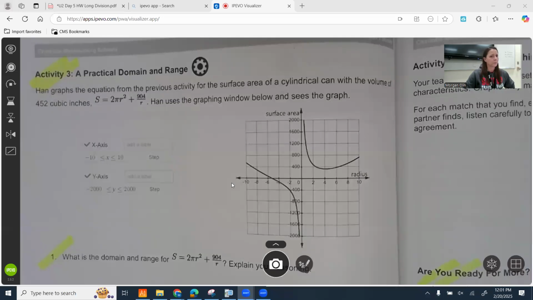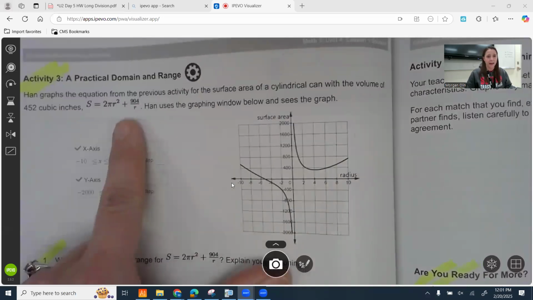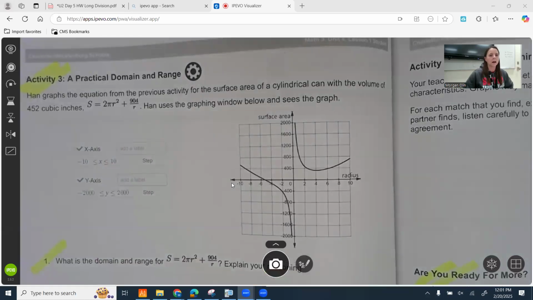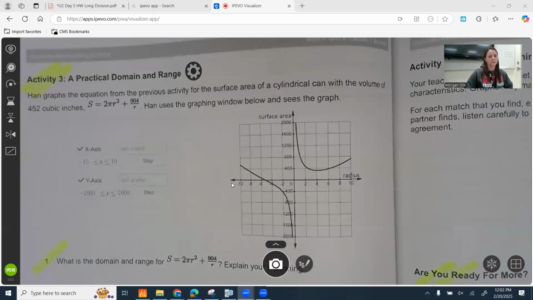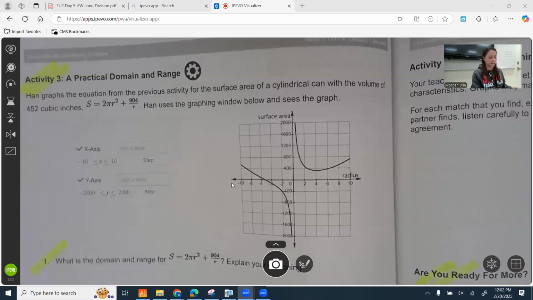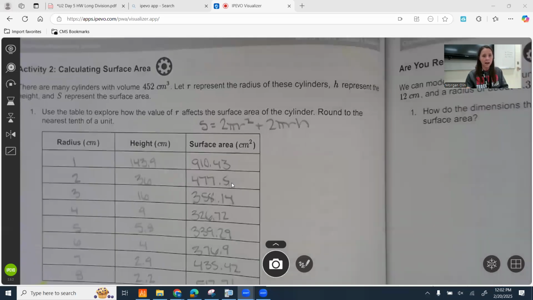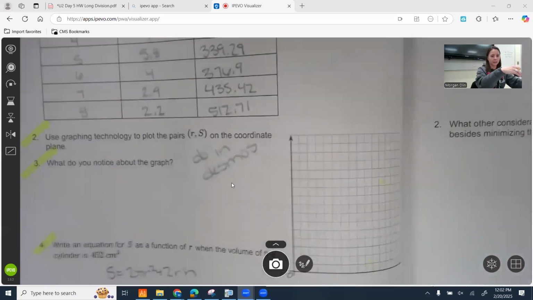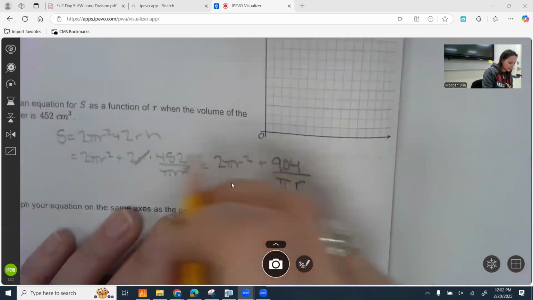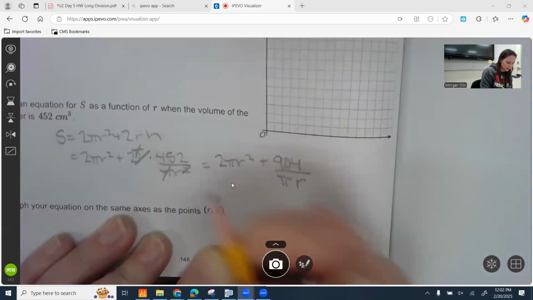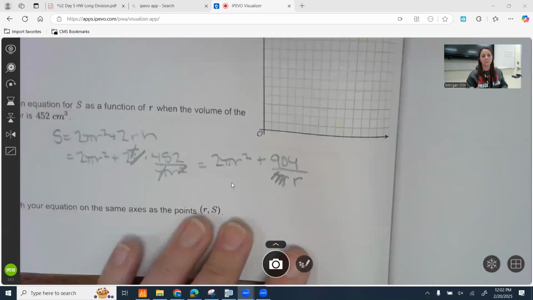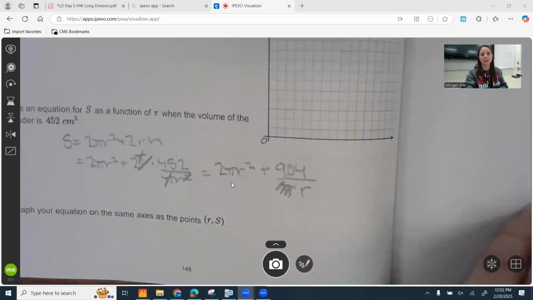Han graphs the equation from the previous activity for the surface area of a cylindrical can with a volume of 452 cubic inches. All right, and you saw us write that just a little bit ago. Actually, I did write this incorrectly now that I see. If I go back to page 148, this should have been 2 pi. The pi's actually cancel out, so there shouldn't be a pi there. Okay, so I missed that right there.